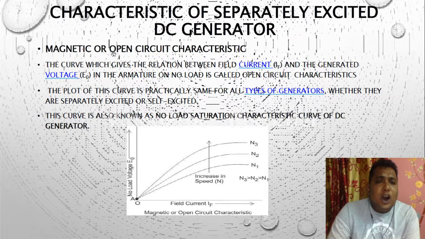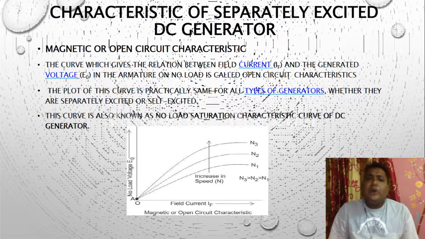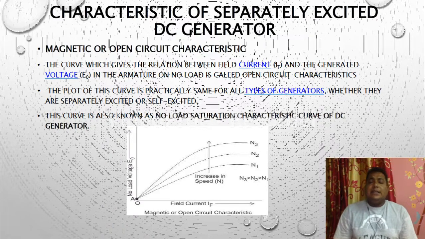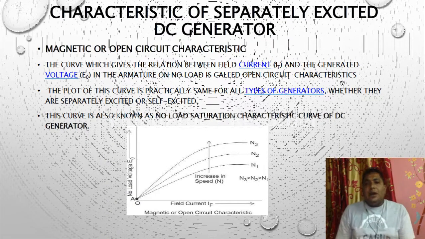Magnetic or open circuit characteristics. This characteristic is almost the same for the separately excited DC generator, as well as for the self excited DC generators. This curve, which gives the relation between field current and the generated voltage in the armature on no load, is called open circuit characteristics.